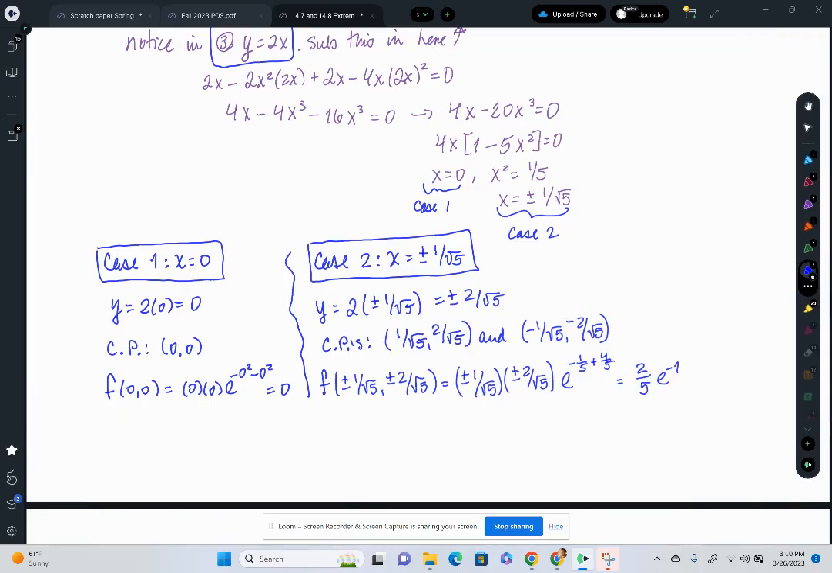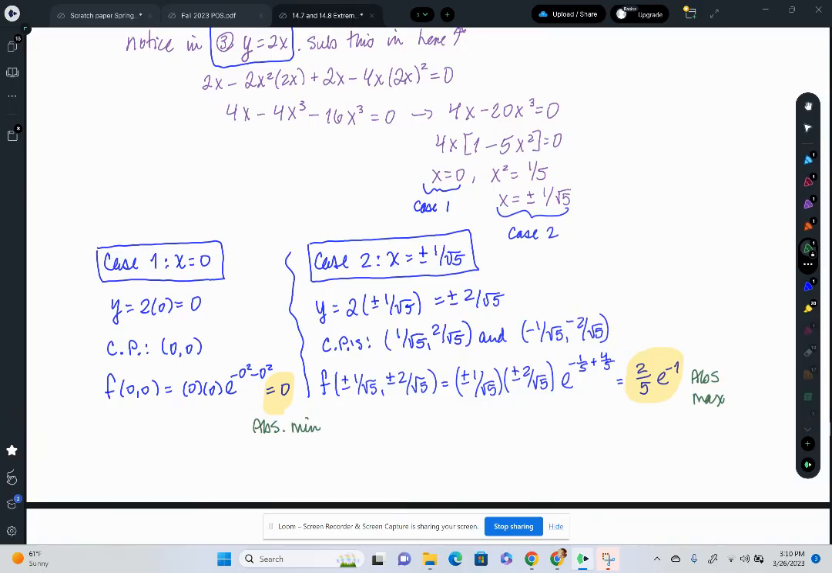That's a positive number, and so this right here is going to be the absolute max because it's the biggest number, and the 0 is going to be my absolute min. And that's it. That's all we could get from this. We used all 3 equations. We got 3 critical points, and 2 of them gave us the same function value. So there are 2 absolute maximum points, but there's only 1 absolute maximum value. The 2 points give you that same value.